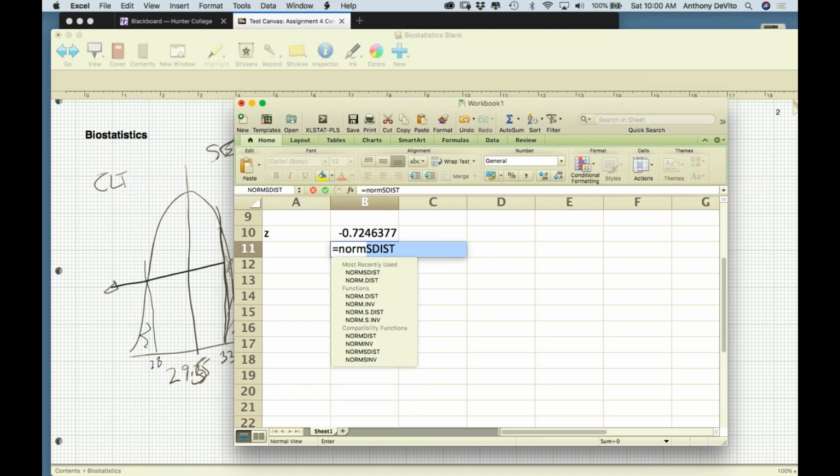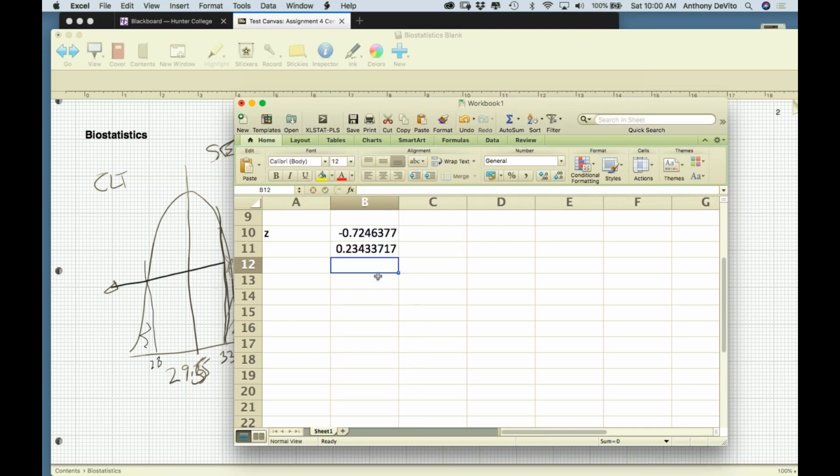Remember, NORM.S.DIST is the one that will convert the z-score into an area in this distribution. So I'm going to just click into that rather than retype it, and it gives me 0.234, okay, 23.4%, or 0.234 is going to be the area to the left of that.